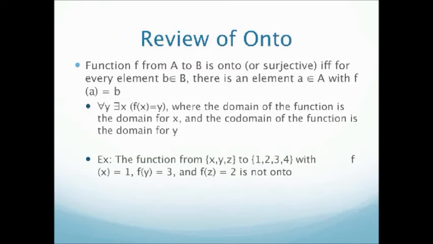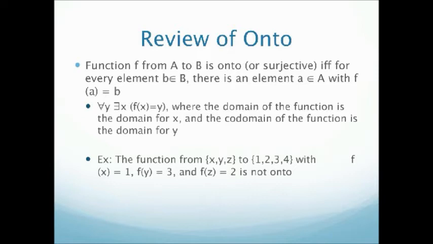To review onto, we define onto as a function from A to B such that for every element b that is in set B, there is an element little a in set A with f of a equals b. Another way to express this is for all y, there is some x such that f of x equals y, where the domain of the function is the domain for x and the codomain of the function is the domain for y.